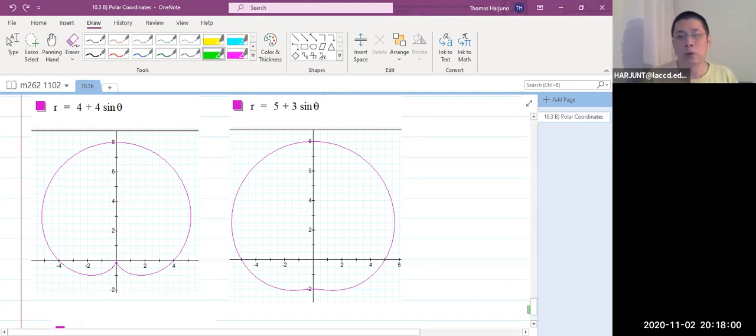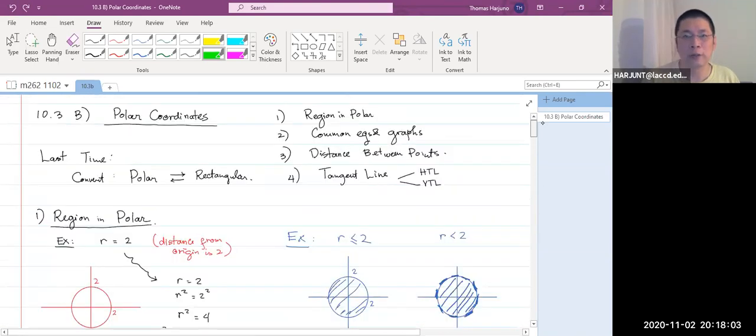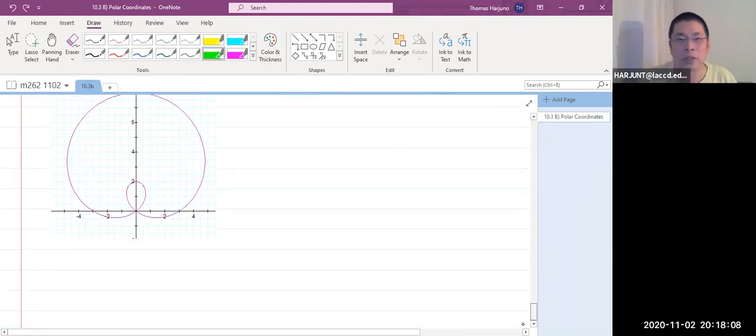We will also work on the tangent line. Oh, you know what? Distance between points first, because that's easy. I should have done it. No, I'll do it later then. Tangent line. We will do dy/dx using theta as our parameter. So we will have dy/d theta over dx/d theta.